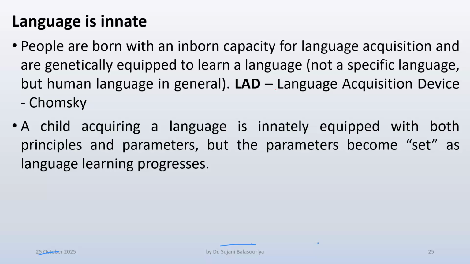So then, related to that, we come to another point. Language is innate. Actually, here we talk about human language, right? So we say language is innate. People are born with an inborn capability for language acquisition. This line is important. If you have a hard copy, you can mark this, right? And are genetically equipped to learn a language. The whole sentence is actually important.